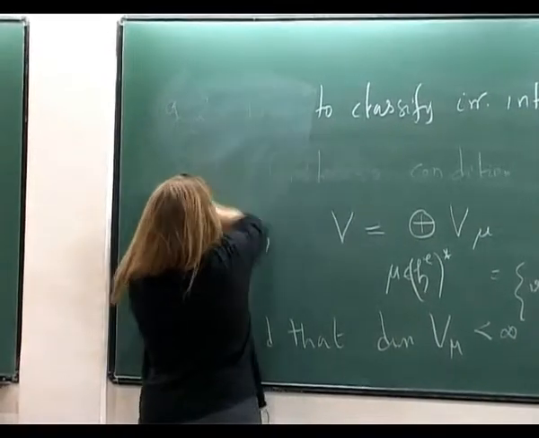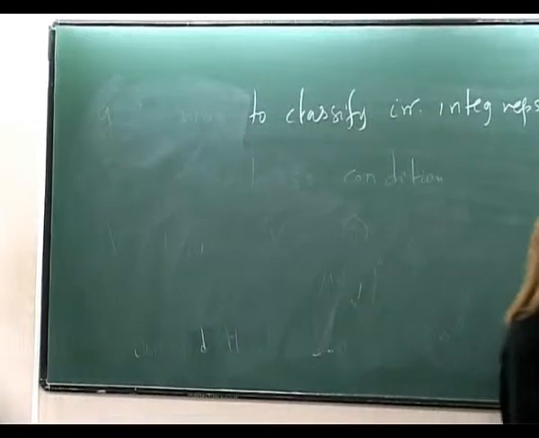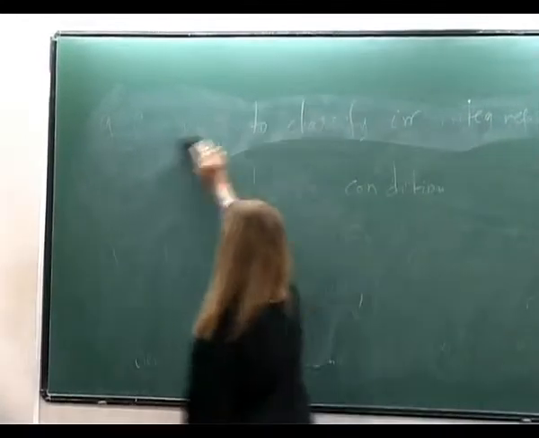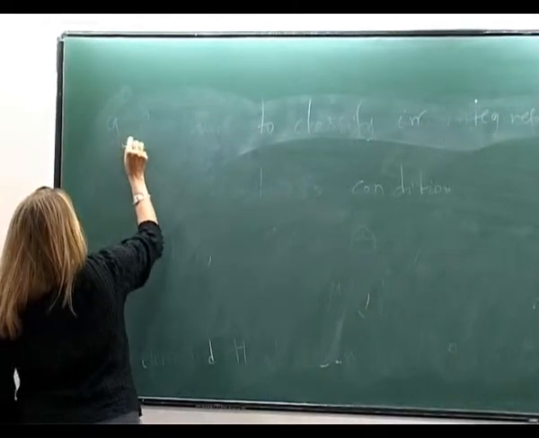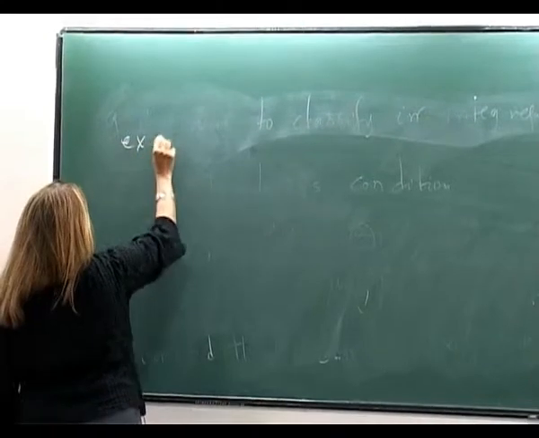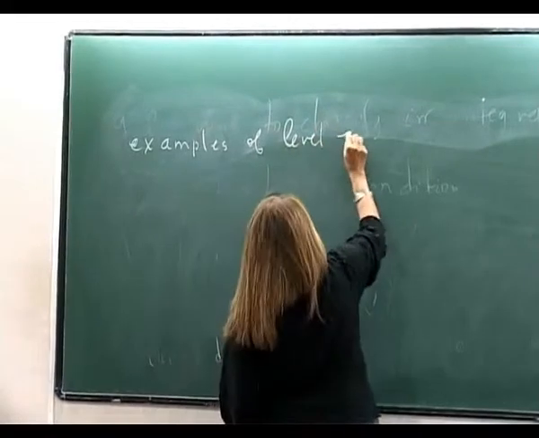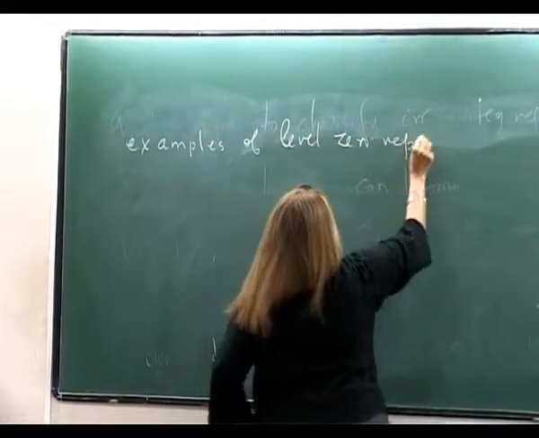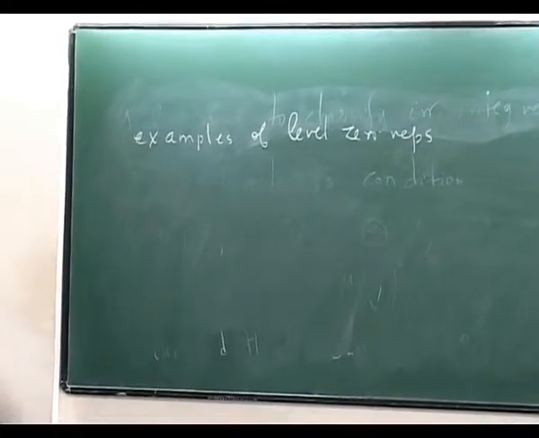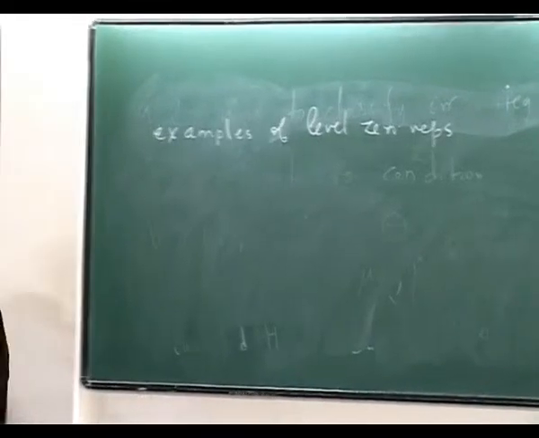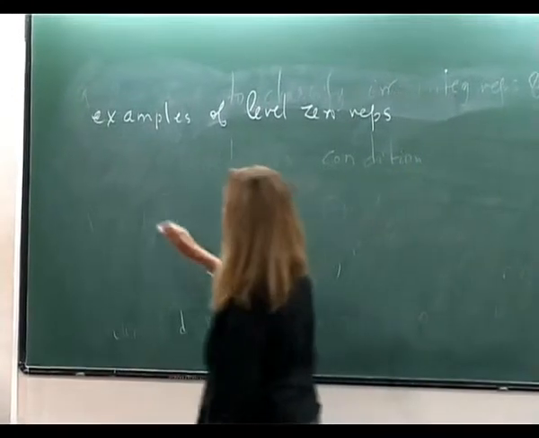I should have answered a question that I asked yesterday, which was, how do I construct representations? So I want to give you examples of level 0 representations, which you remember are supposed to be like the adjoint representation. So there's a very cheap way to construct level 0 representations. Right? So what is this cheap way?